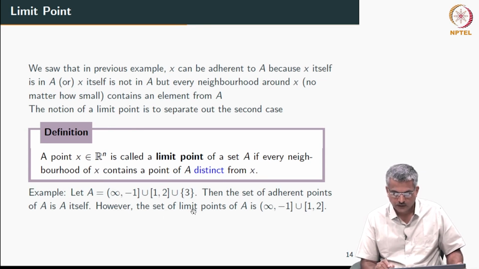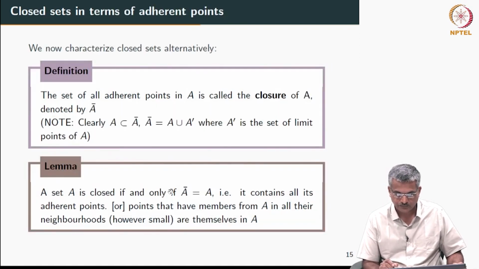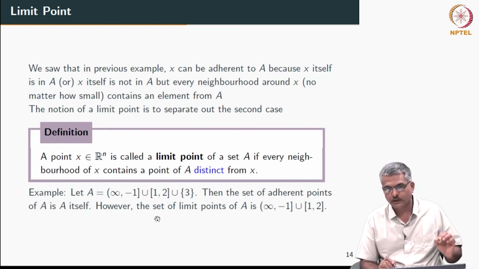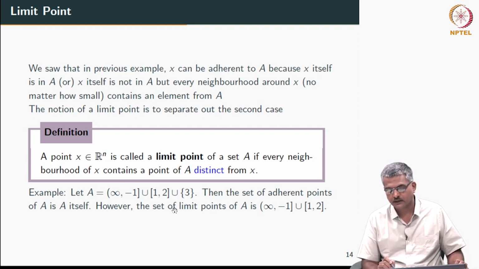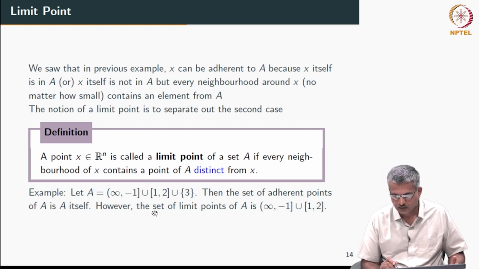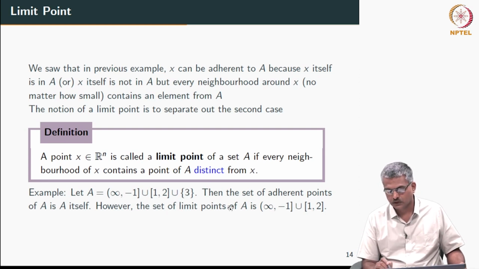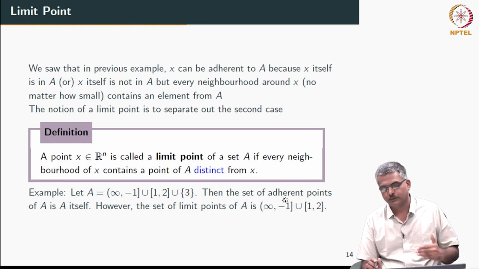However, for the limit points, it is the whole of this interval, but it does not include the boundary point. If you take the singleton 3 and then take any neighborhood around that point, you will not be able to find a point of that set other than the point itself. So, the definition fails, and the isolated point 3 does not qualify to be a limit point. So, here is an example which illustrates the difference between the notion of adherent points and limit points.